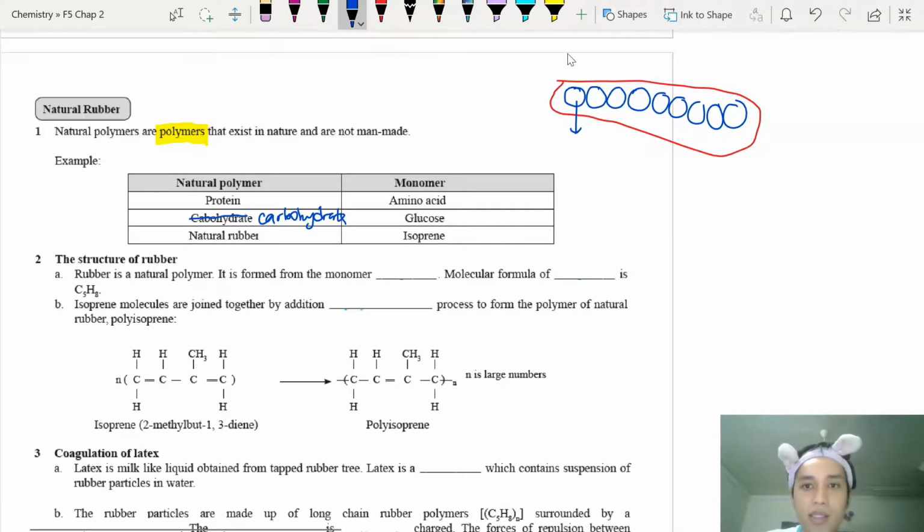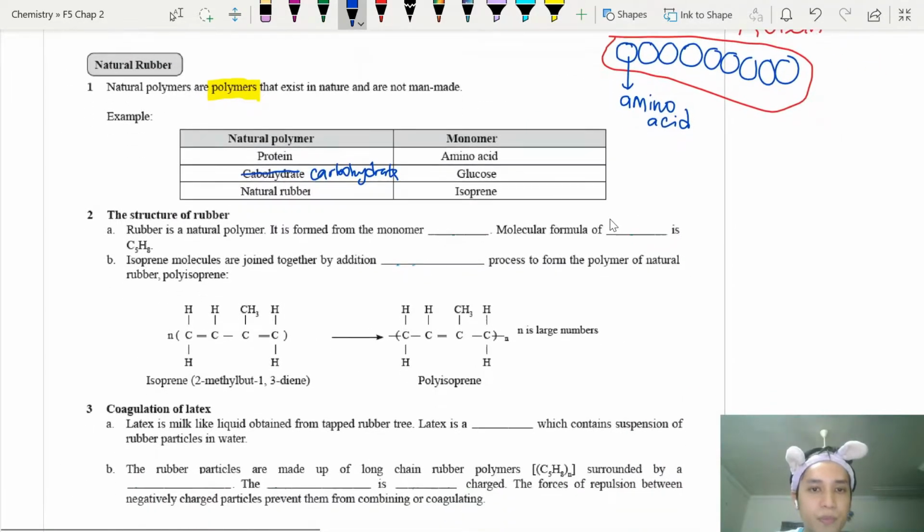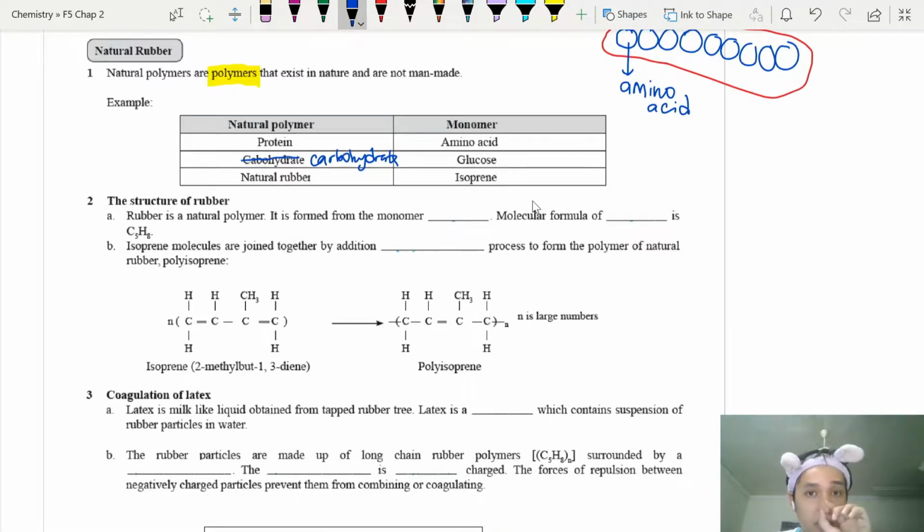Let's say this is an example of a protein molecule. Each monomer here, each circle, is an amino acid. If this is a carbohydrate, each of these is a glucose. So for rubber, since it's a polymer, basically polymer is a plastic, rubbery material.